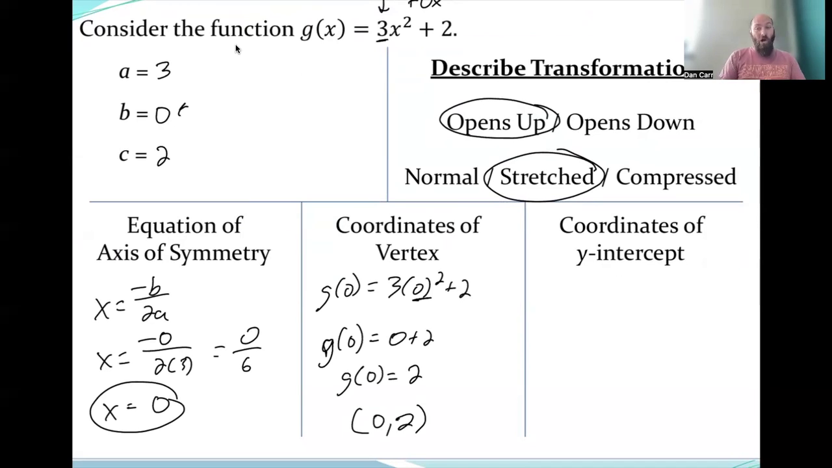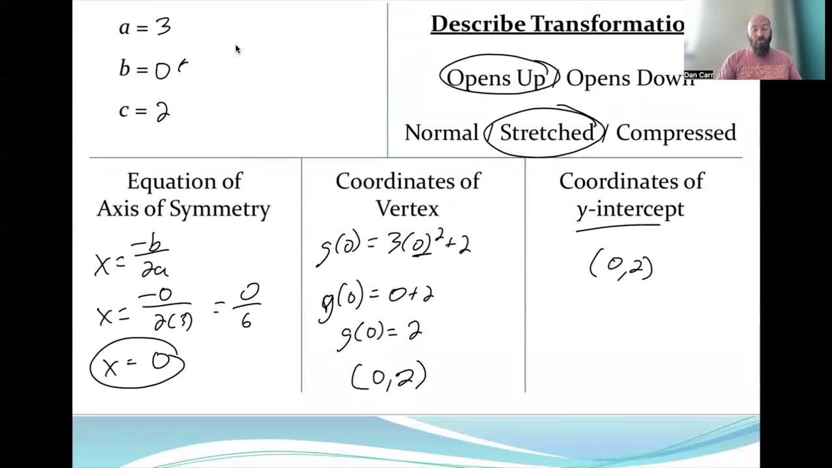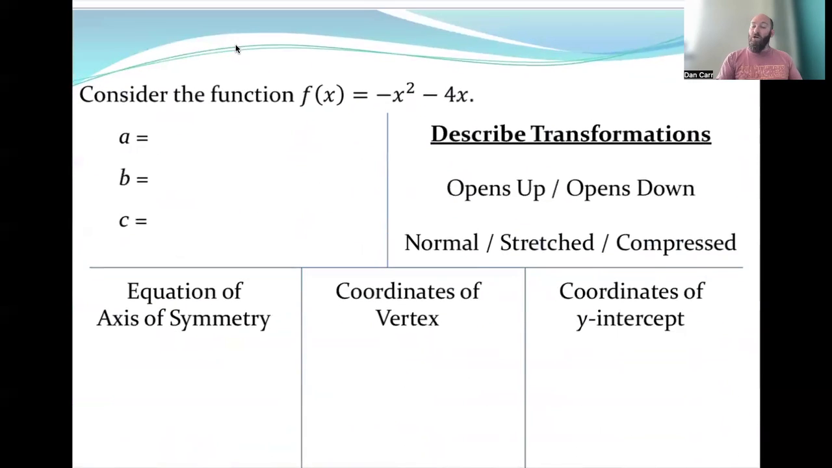Now, this point is also our y-intercept. So we already just found that. It just happened to work out that way in this case. Okay, so that's all of our characteristics there. Let's talk about the next one.